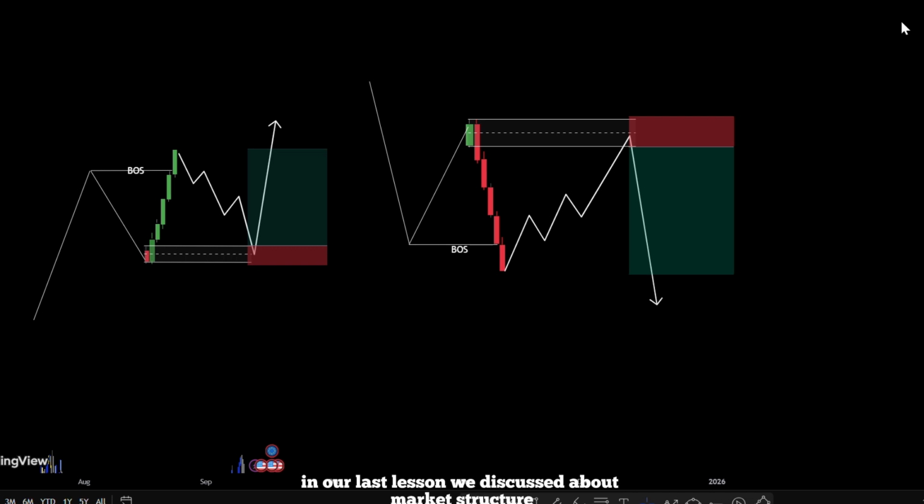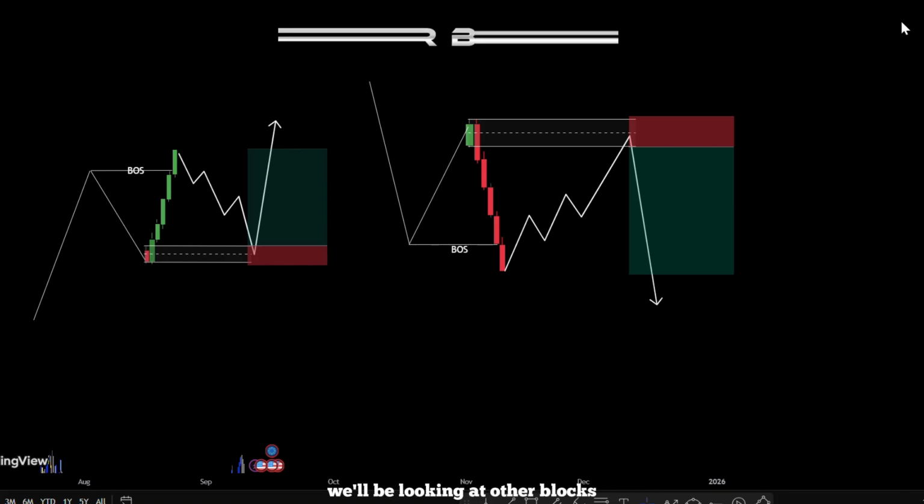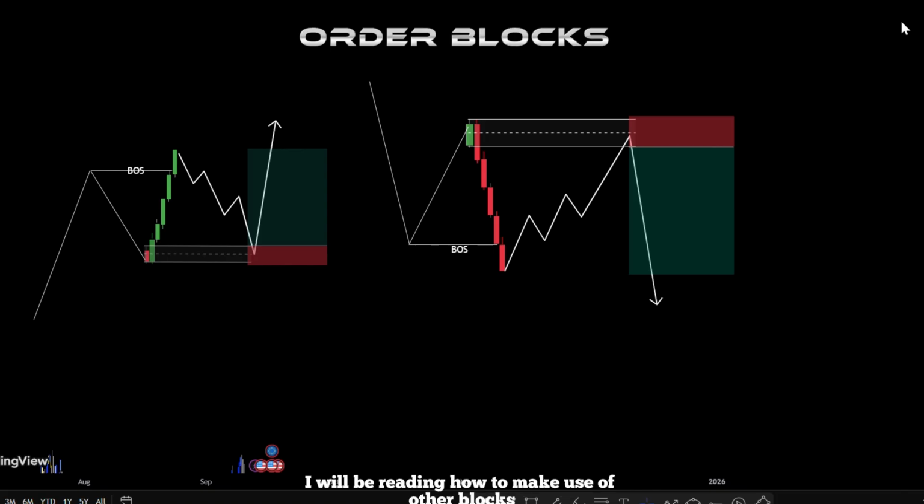In our last lesson, we discussed market structure and we moved into the price chart, looked at how market structure is being read in the financial market. In today's lesson, we'll be looking at order blocks and we'll be learning how to make use of order blocks, how to spot them on the price charts, and how to trade them in the financial market.